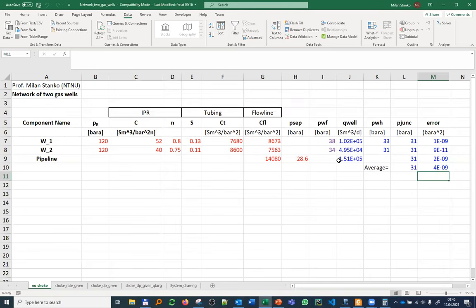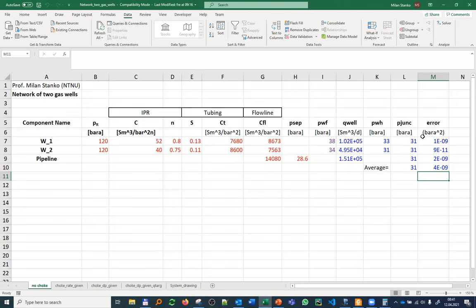So essentially very similar, 38 and 34 flowing bottom hole pressure, and the pressure at the junction is 31. You see the same for all of them. Well 1 produces 100,000 and well 2 produces 49,000, for a total of 150,000. This is a small network, so this could be a small onshore network, but not offshore. The rates are a bit too small to be offshore.